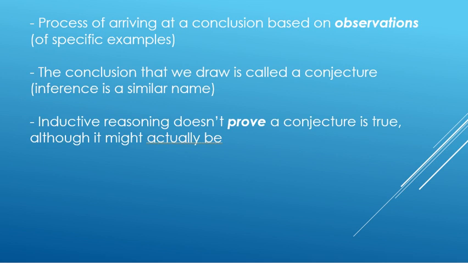Inductive reasoning does not prove that what you're thinking is true, although it might actually be. So if you see some pattern happening in some part of life, you may think that that is what always happens. Now, that may be true, but it also may not be true. So inductive reasoning does not prove that something is true. It does not guarantee that this is what always happens, but it just makes us think that this is indeed what happens.